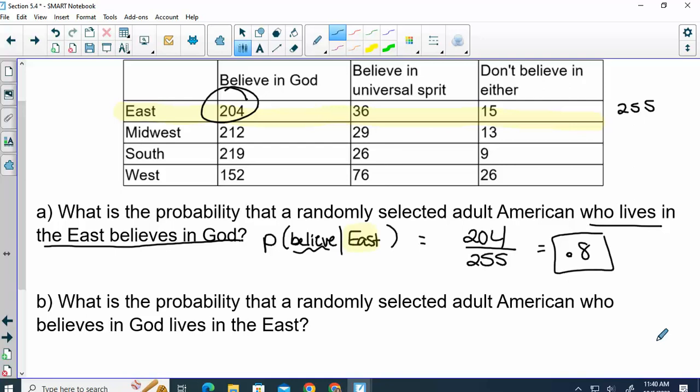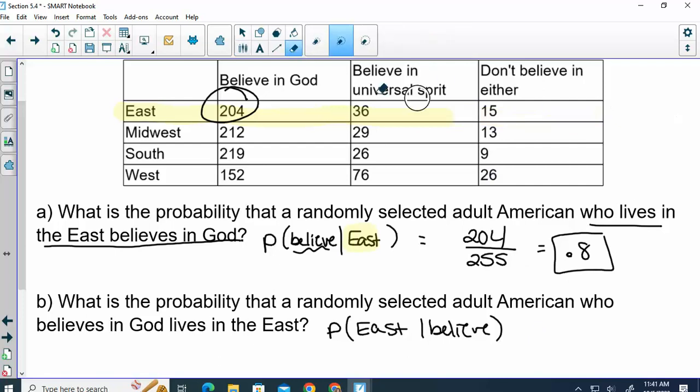Is that okay? Let's look at the next one. What's the probability that a randomly selected adult American who believes in God lives in the east? I changed what I knew about that person already. So what's the given? What do I already know? They said they believed in God. Okay. And then what's the other thing that I'm trying to find out? If I know that they said they believe in God, I want to find out the probability that they were from the east.